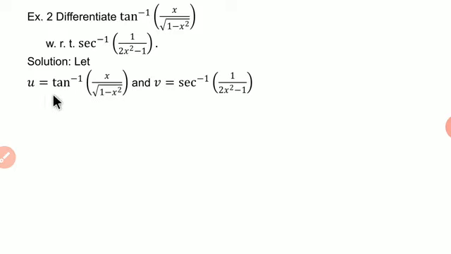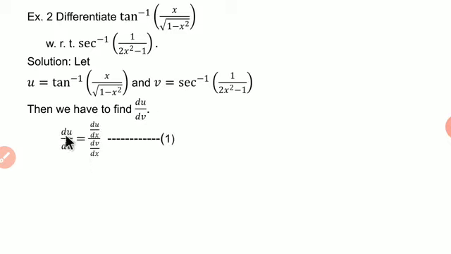Now here we observe that it becomes complicated if we directly differentiate this with respect to x. So here we use some substitution. But before that, here what we have to find? Here we have to find du by dv. And it is given by du by dv is equal to du upon dx divided by dv upon dx. We call it as relation number 1.